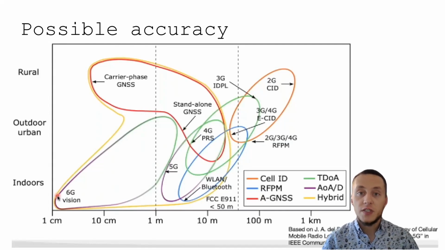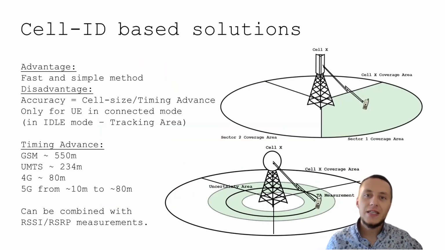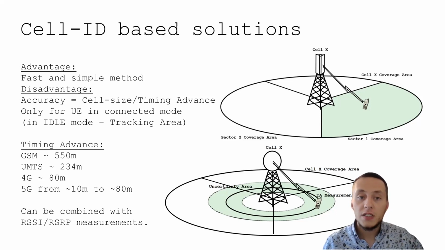That's very interesting. So let's start with the Cell ID based solution. This solution is very old, since GSM networks. It is a very simple and fast method, and we all know that when user equipment is in connected mode, we can find it within the cell coverage. Also, we can apply timing advance techniques, and it depends on the standard.